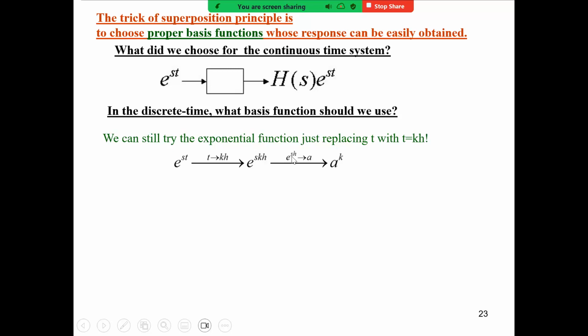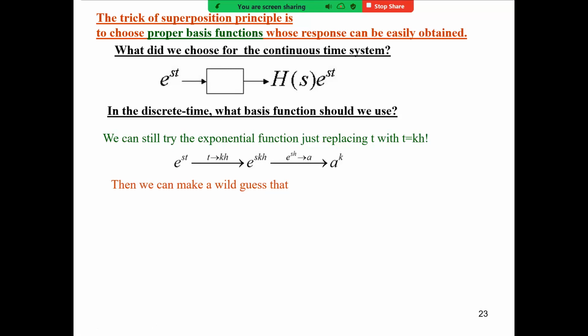Now let's combine this e to the sh as a symbol a, a complex number. Then we have a simpler expression, a to the power k. Of course, that is also an exponential signal, but a different shape. It's the same as an exponential signal, but in discrete time we use a different form to express it: a to the power k.